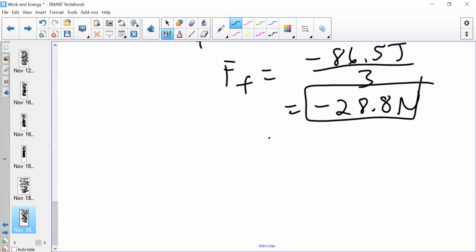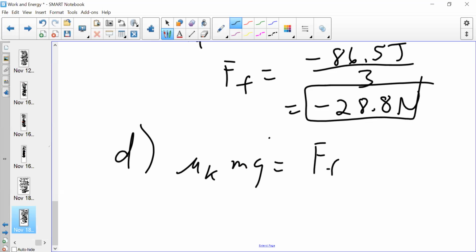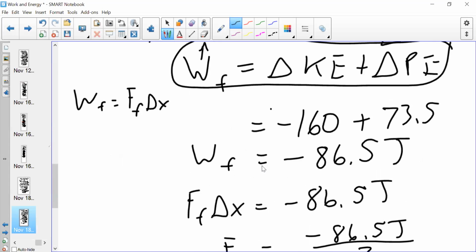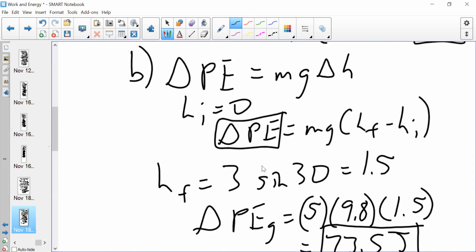And then letter D, we want to get the coefficient of kinetic friction. Now, mu k mg equals force of friction. Now, this would be good, but what's the problem? Or can we use it?